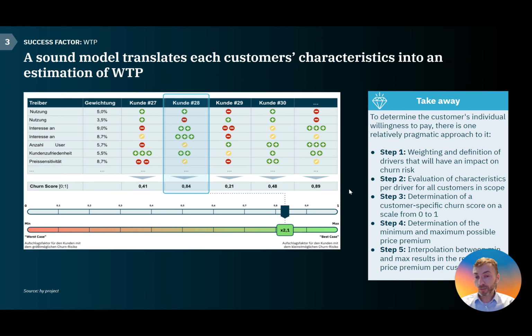Here, if we take out the highlighted client number 28, we have a scorecard where we used different churn drivers like usage or non-usage, interest for specific products, number of users, customer happiness, and price sensitivity into a churn score. And in this case, the higher the churn score, the more likely that the customer will stay. So this client here has a particularly good churn score. Thus, we assume that we can, in this case, more than double the prices without losing the customer.